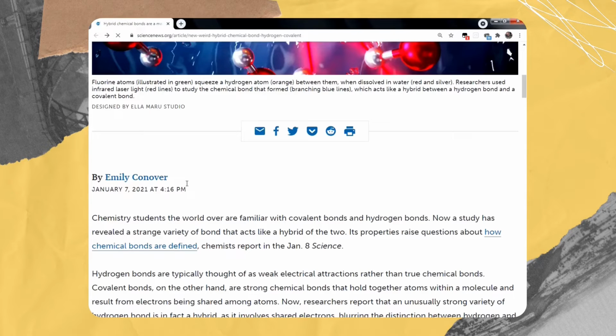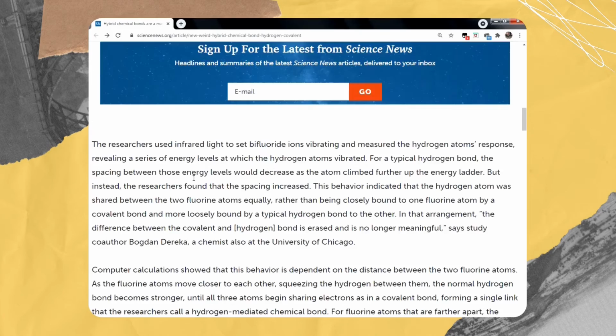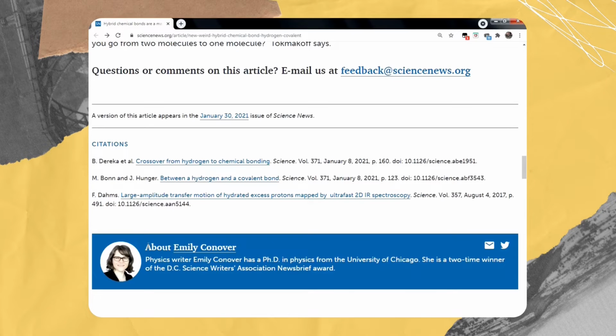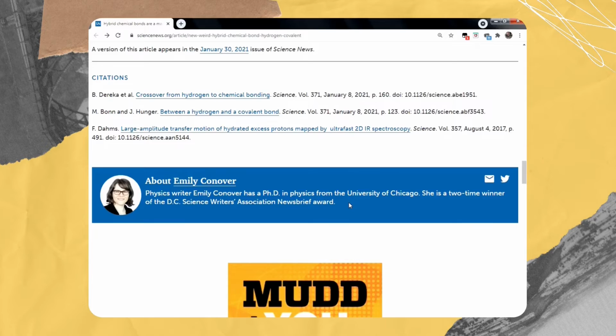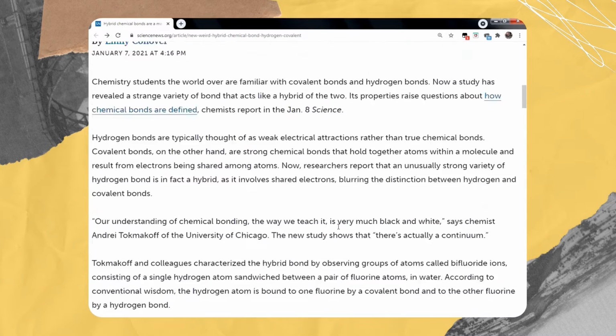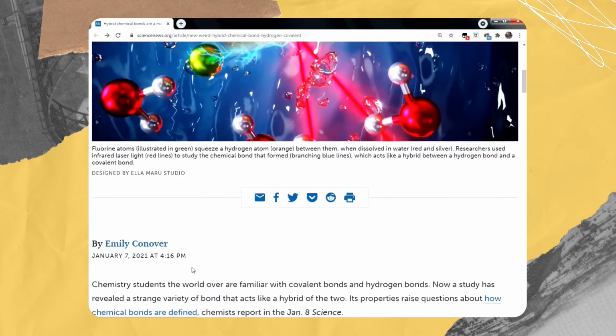So again, you can see the author's name above or near the publication date. And also when you scroll down, you'll see the author's credentials at the bottom part about Emily Conover. So again, she is a physics writer. Emily Conover has a PhD in physics from the University of Chicago. She is a two-time winner of the DC Science Writers Association News Brief Award. So again, you can see the author's credentials at the bottom part, and also the author's name at the top part above the publication date.